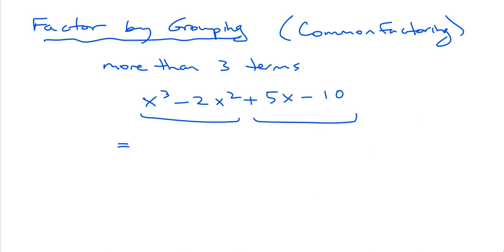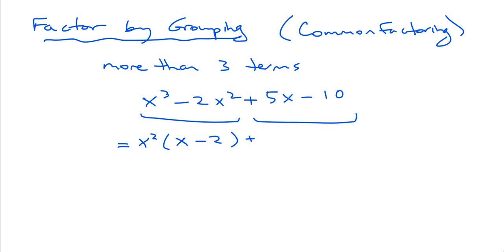So if you look at the first 2 terms, x cubed minus 2x squared, there is a common factor. The GCF is actually x squared. And so if I factor x squared out of this expression, I'm left with x, since x cubed divided by the common factor gives me x, and negative 2x squared divided by the common factor gives me negative 2. So I factored x squared out of the first part of the expression. Now I'll take the second part of the expression and look for a common factor.